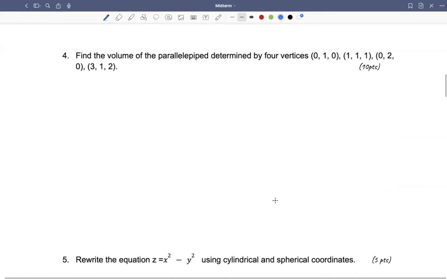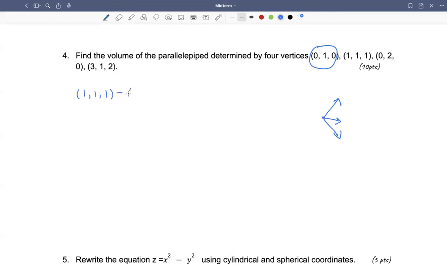Number 4. We want to find the volume of this parallelepiped determined by these 4 vertices, which means we need to get 3 vectors. First we need to choose an initial point. Then we can find this vector, another vector, and the third vector. So let's choose the first one as the initial point. We use 1, 1, 1, subtract 0, 1, 0 to get a vector. Those are 4 vertices, 4 points. We subtract points component-wise to get a vector.